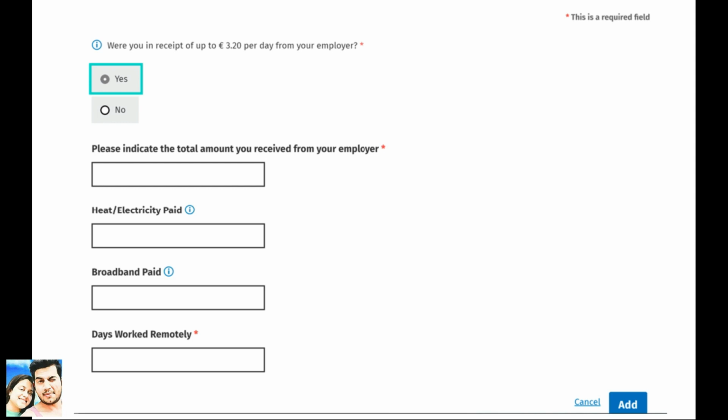In the first question, select yes if you were getting 3.20 per day from your employer and mention the amount. In other case, select no. Mention the amount of bills paid and days worked remotely, which you have already calculated earlier. One more thing, if you are sharing your bills with 2 or more people, then you need to mention the shared amount which you are paying. If you have further doubts with this, then put your questions in the comments and I'll try to help you out.